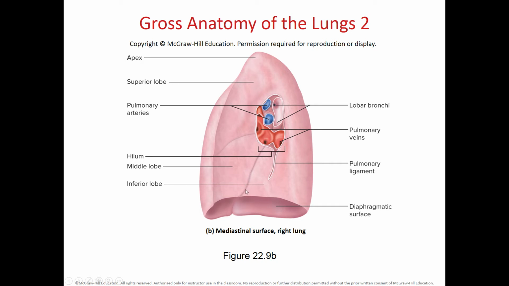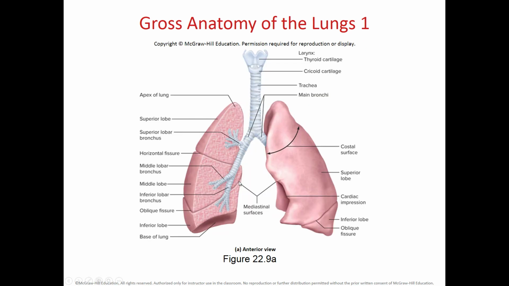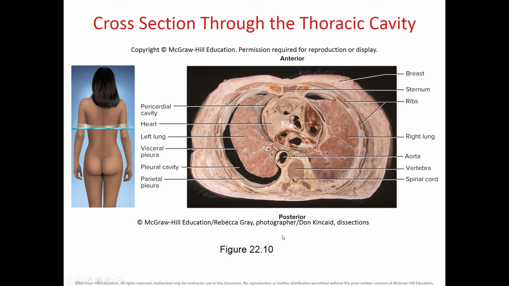And then these lobes of the right lung are separated by the horizontal fissure and the oblique fissure, while the lobes of the left lung are separated only by this oblique fissure. If you make a cross section of the thoracic cavity, you can see that the lungs are separated by the heart, the mediastinum.